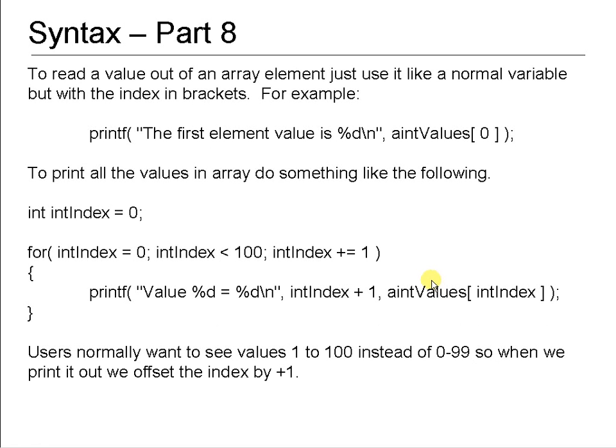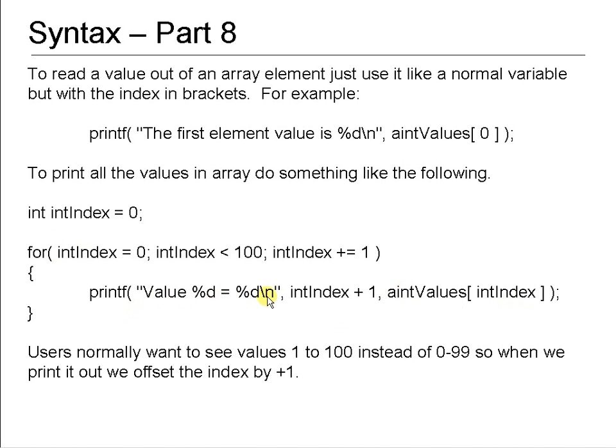To read a value out of an array element, just use it like a normal variable, but with the index in brackets. So for example, printf, the first element value is %d, and then int values at index 0. That's the first element. So to print all values in the array, you do something like this. You have a little for loop here, and you'd say printf value equals %d. And then notice we have index plus 1 and int values at index.